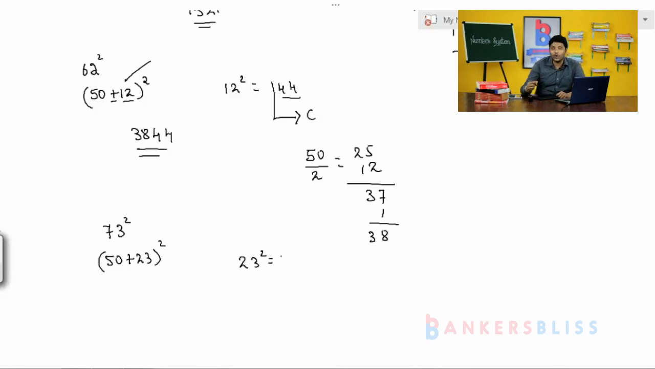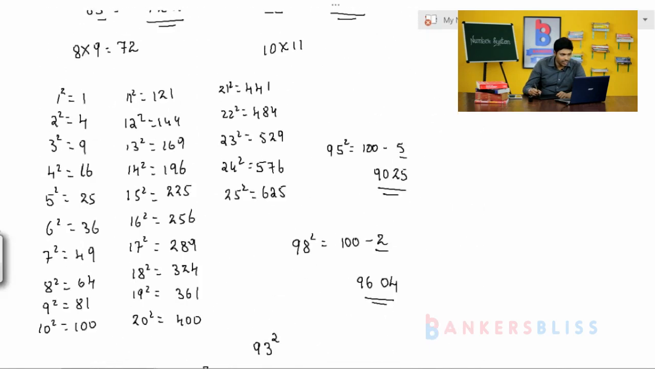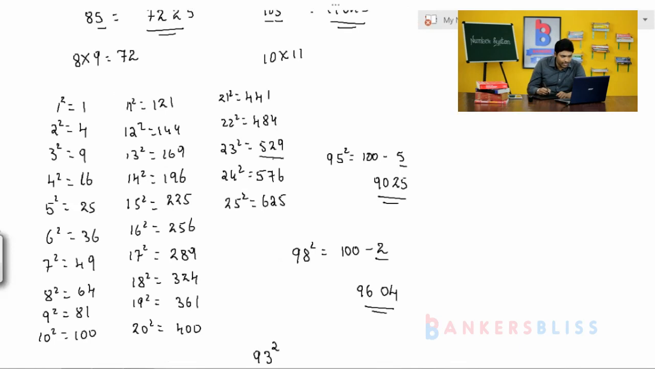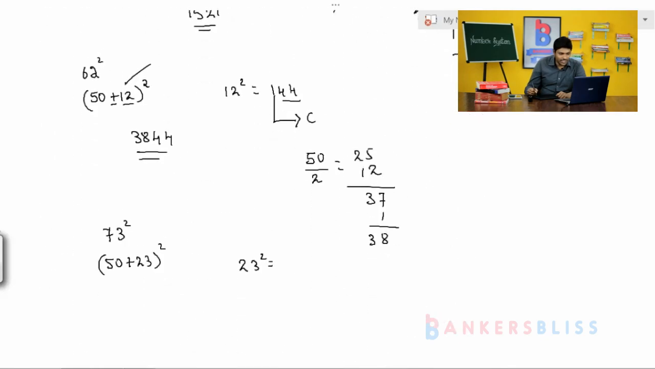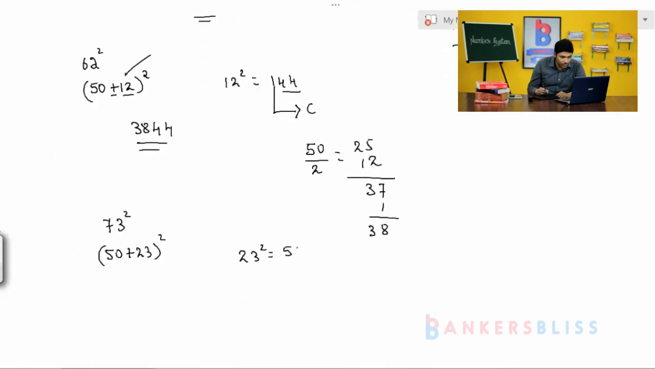Okay, in the table I have already written it. See the table. 23 square means 529. In this number 529, you consider the last two digits, that is 29. Now 5 is the carry part.